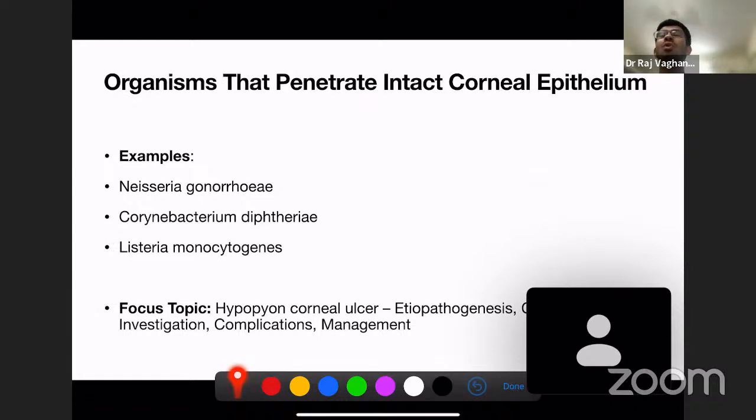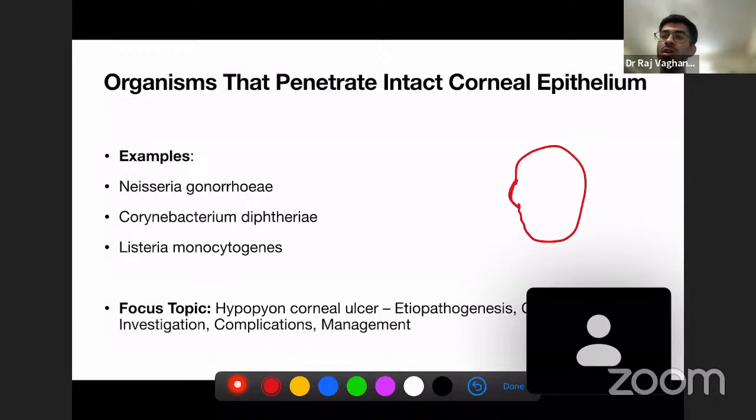We know that the cornea is the outermost layer of our eye. So this is the cornea, right? Any organism can enter our eye through this cornea. If an organism is able to penetrate this corneal layer, that means it will lead to corneal disease.